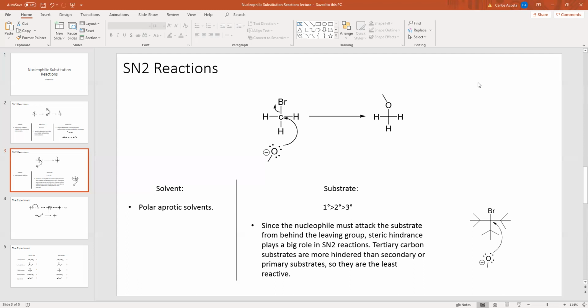But tertiary substrates are the most hindered. So there's a lot of stuff in the way, and there's not as much space for that nucleophile to get in close with that carbon. We can see that here in the bottom right hand corner. We have a tertiary carbon with a lot of bulky groups on it, not much space, so that nucleophile is going to have a hard time getting to that carbon.